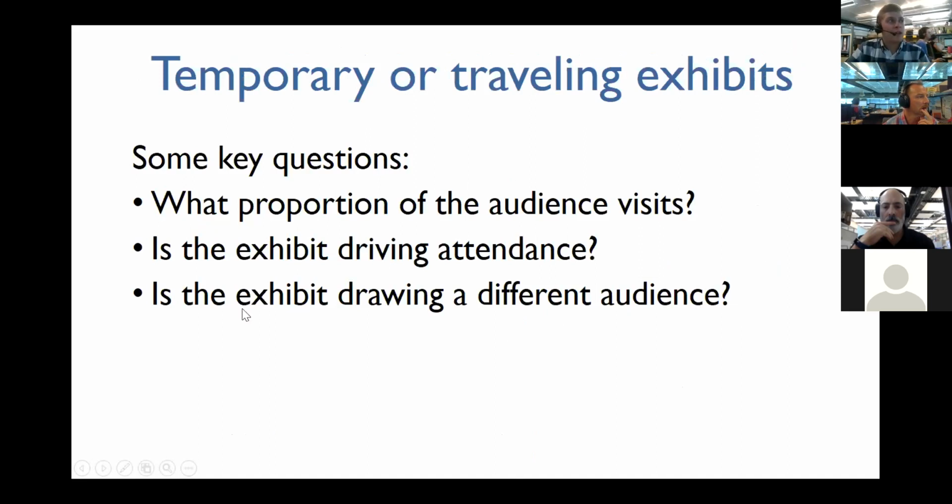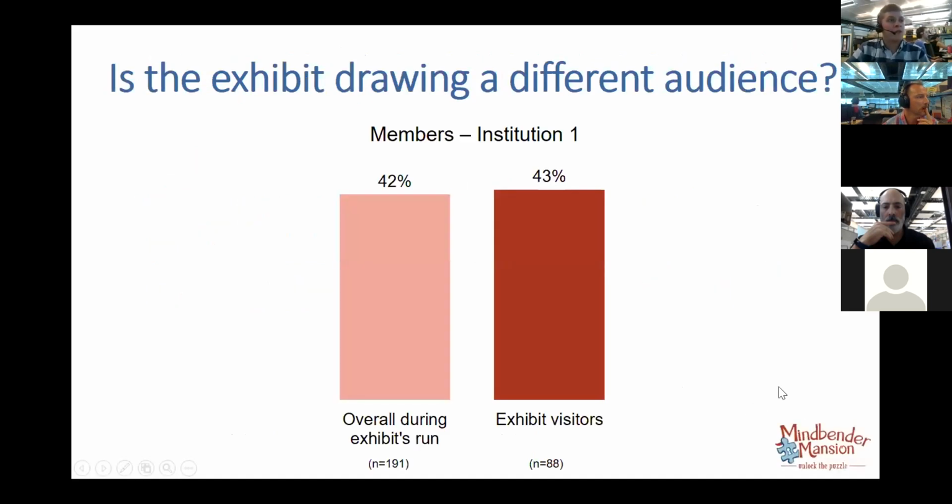The next question that we look at is, is the exhibit drawing a different audience? And that's across institutions, so I'll explain what I mean here. Now that we've got Mindbender Mansion, at institution 1, we looked at members just as an example. You could also look at adult-only audiences or something like that, but let's look at members. Overall, while the exhibit was there, member visitation was 42%, and that was just about on par for visitors to Mindbender Mansion. So members were visiting Mindbender Mansion pretty much proportionally to their share of the general population during that time. Was this true for the other institutions that had Mindbender Mansion?